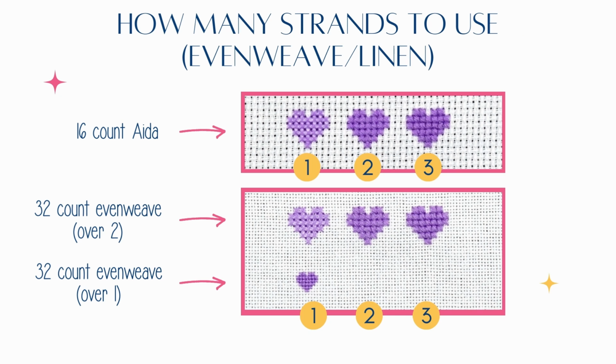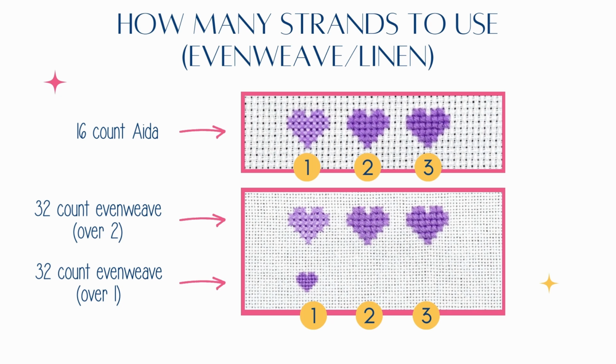I also stitched a sample on 32 count even weave, stitching over 2, and you can see that here compared with the sample on 16 count Aida. And they look basically the same as each other in terms of fabric coverage and stitch density, which you would expect because stitching 1 over 16 count Aida gives you the same stitch size as over 2 on 32 count even weave.